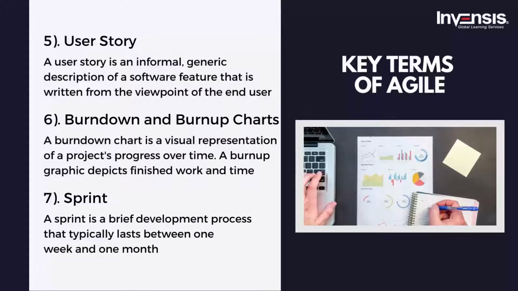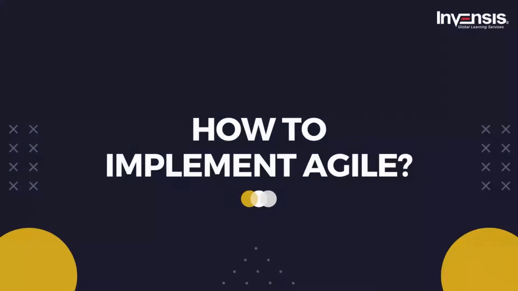Seventh, Sprint. A sprint is a brief development process that typically lasts between 1 week and 1 month. Sprints prevent projects from becoming unmanageable and enable feedback to be provided at the proper times. Now, let us move on to our next topic, how to implement Agile. If you've established that the Agile methodology is the best strategy for your project, client, and organization, here are 5 steps to effectively deploy Agile.